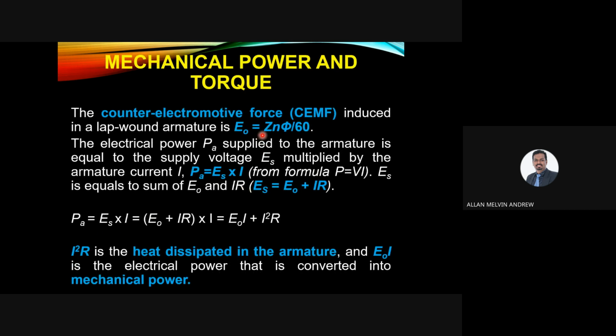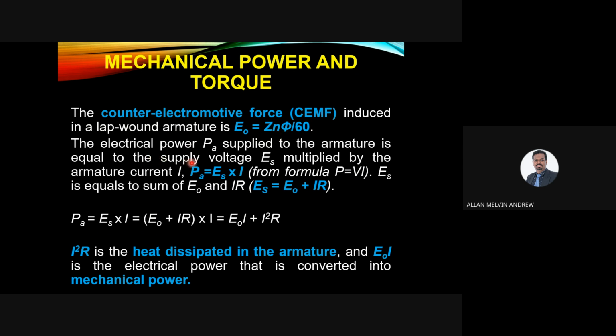So, mechanical power and torque. Mechanical power and torque are very important in a DC motor because we want to utilize the power and also we want to get the maximum torque possible. Okay, so the counter electromotive force CEMF induced in a lap armature. So this is the formula for EMF: E0 equals Zn phi over 60.